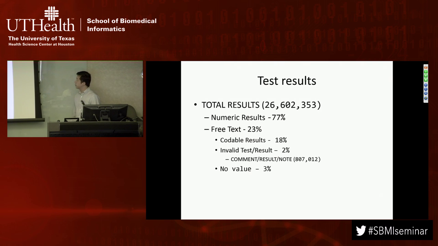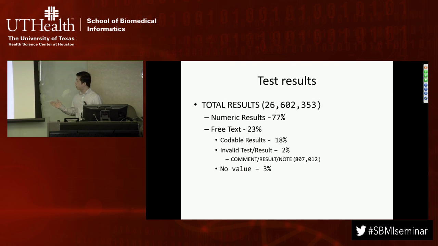So besides the test name, we also have the test results that need to be converted. The total number of test results is about 26 million. Of them, 77% are numerical results, and 23% are free text. Among those free text, 18% are codable results, which means those results could be converted to code. And 2% are invalid tests and results.